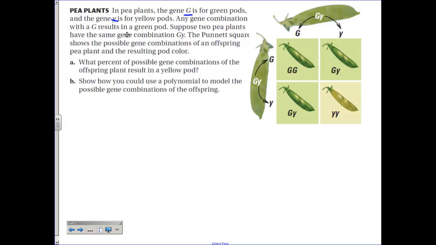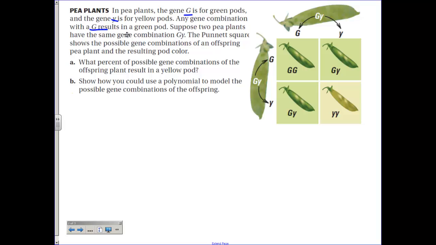Any gene combination that results in a capital G is always going to be green, which means G is the dominant gene. So use the Punnett square to figure out the possible combinations of offspring of pea plants and resulting pod color.